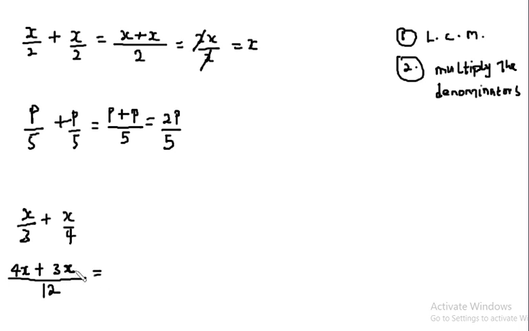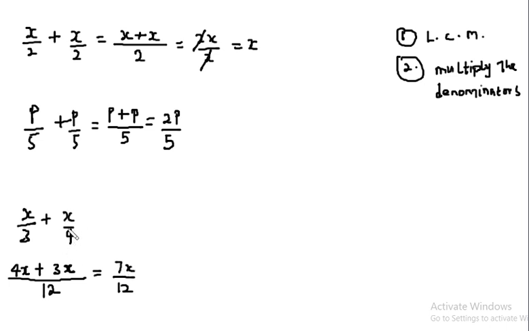So we've arrived at something close to this same place. From here on out, we add up the numerators. So this will be 4x plus 3x. 4x plus 3x is 7x over 12. We cannot break this further, so this is the answer.